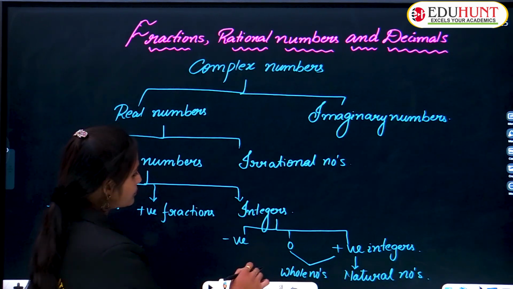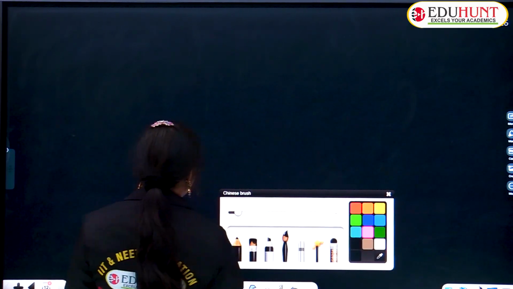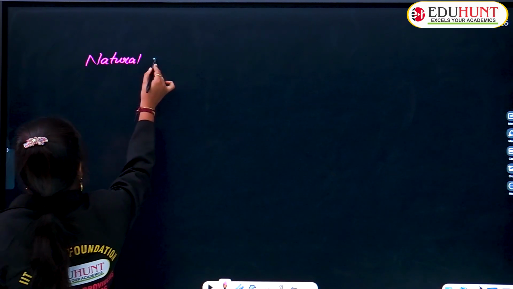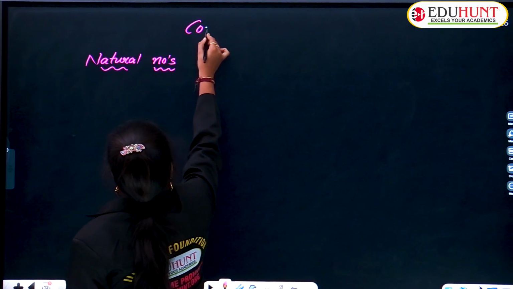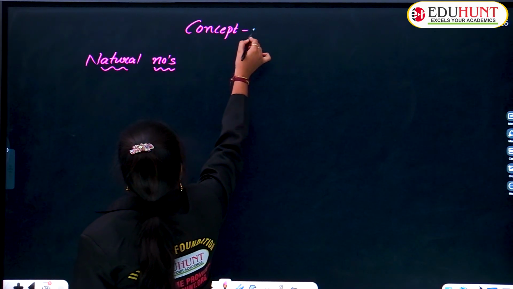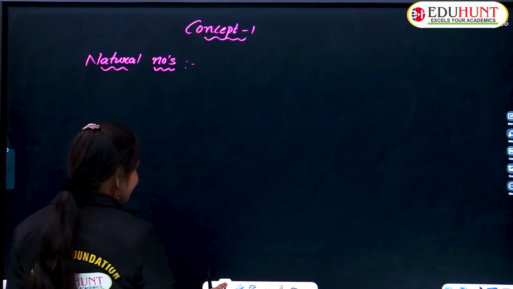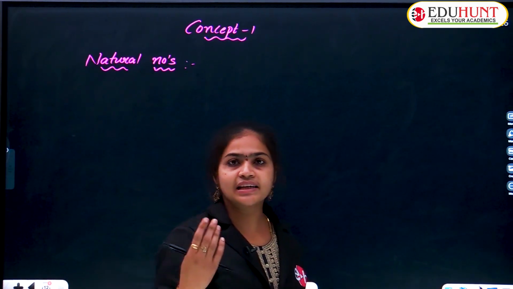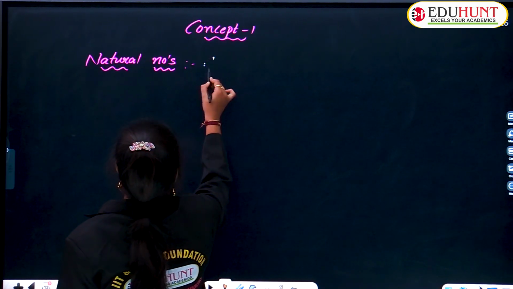Now the first type of number is natural numbers. What about natural numbers? Concept 1 is related to natural numbers. What is the definition of natural numbers? The numbers which we use for counting are known as counting numbers, right? Counting numbers are also known as natural numbers.